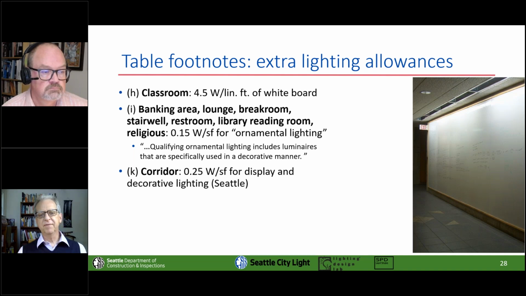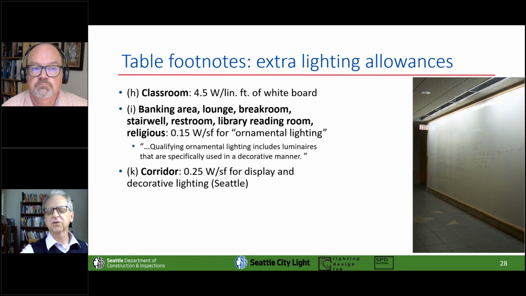And then in the Seattle code in particular, we have an extra 1/4 watt per square foot for display and decorative lighting. This came to us from people who do hotels and said, our current sort of plain potatoes corridor lighting just did not work for a high-end hotel. And when I went to prove them wrong, it turned out that they were right.